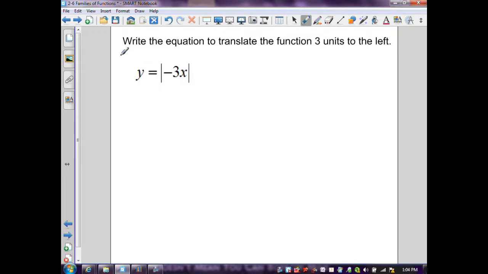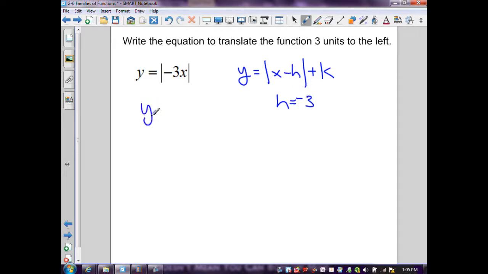The next example, they want us to write the equation to translate the function 3 units to the left. A general function, y equals the absolute value of x minus h plus k. We don't want to move this function up or down, so I don't need to worry about k. And the value for k here would be 0. So what I need to worry about is I want to move this to the left 3 units. Therefore, h has to be a negative 3. And in our general function, if I substitute a negative 3 in for h, that would give me a negative times a negative, which would be a positive.